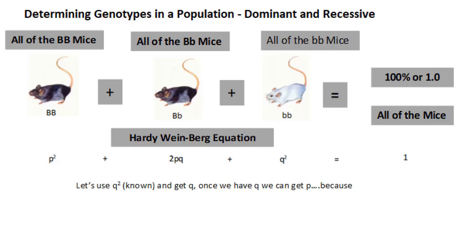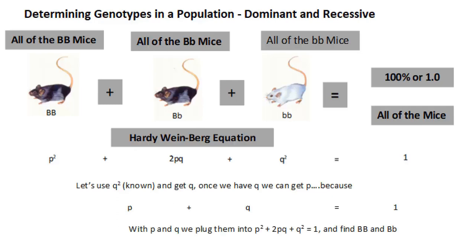Once we have q, we can get p because p plus q equals 1. We're going to look at what this means a little later in the video, but right now, p plus q equals 1. Then we can take the numbers for p and q, and we can plug them into the Hardy-Weinberg, into the p squared plus 2pq plus q squared, and we can find out how many mice are homozygous dominant, or big B, and how many mice are heterozygous, or big B, little b.